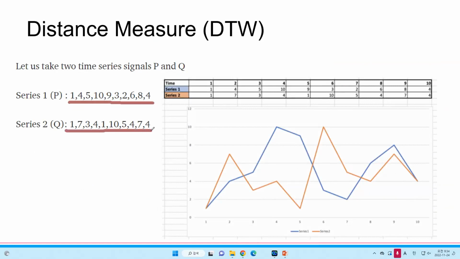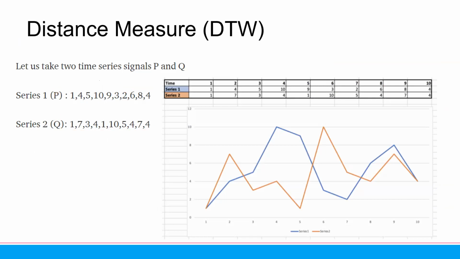So we have P and we have Q, and this is a sequence of time. The first is 1, and then 4, 5, 10, 9, 3, 2, 6, 8, and then 4. So we have also the same sequence, but with different values. We want to know the distance between P and Q. If we do the plotting, this is the plot. The blue is series 1, and the orange is series 2.